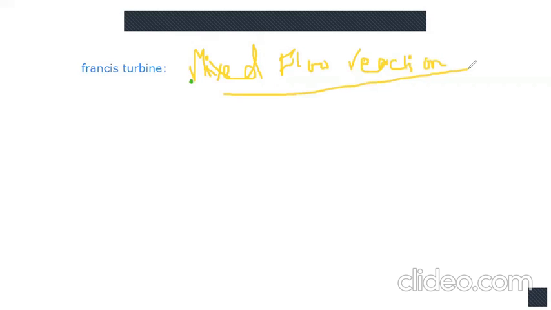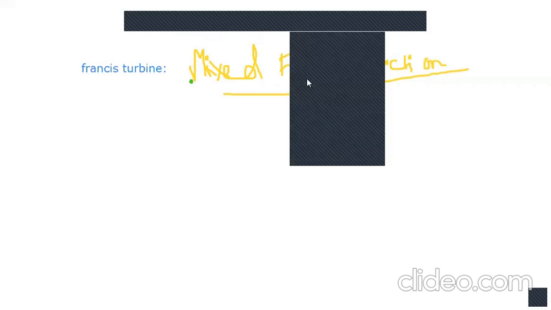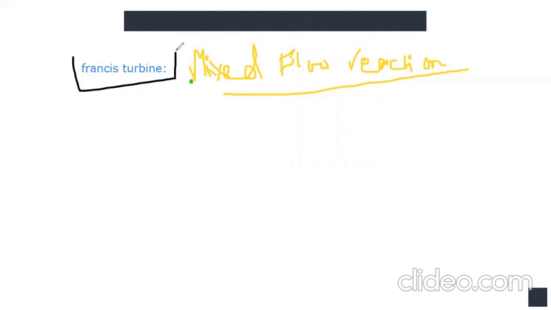Now we discuss the Francis turbine. The most important part: the Francis turbine is a mixed flow reaction turbine. The Francis turbine is mixed type.